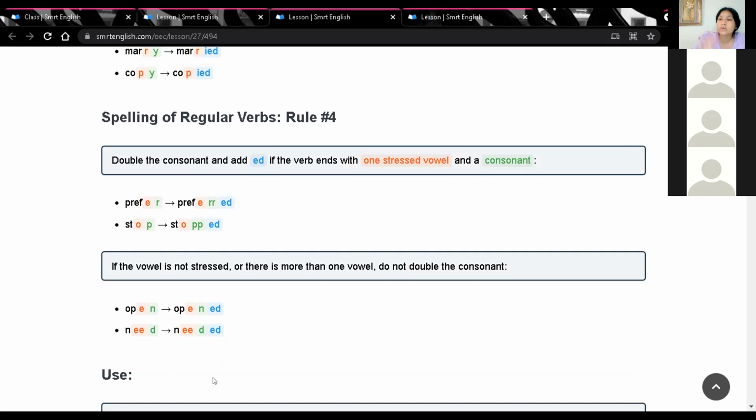For example, in need, we have two vowels, so we're just gonna add the ED. We're not gonna double the D. Open, opened. In prefer or stop, the E and the O have a long sound. Prefer, stop. And in open it is very short, open. It's not stressed.